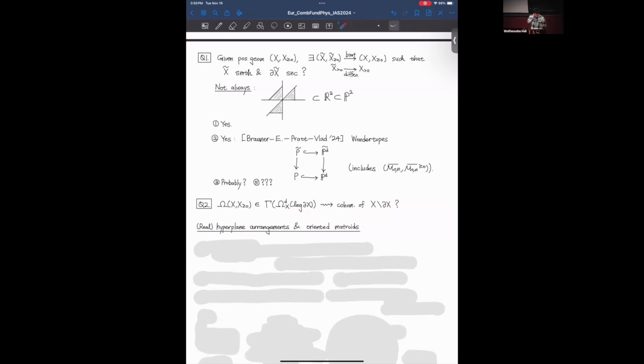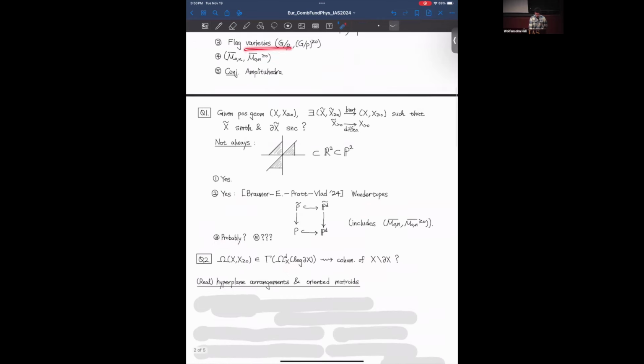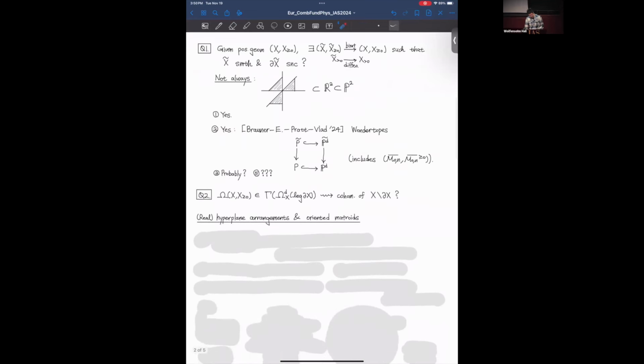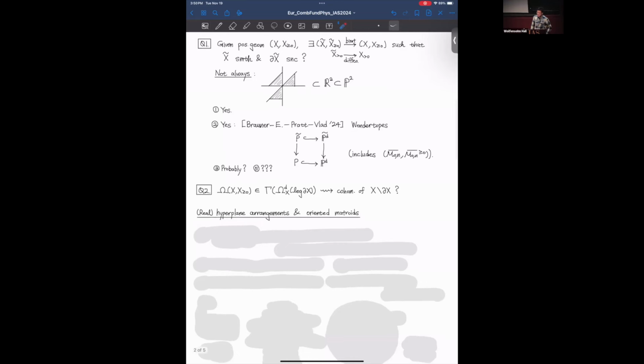And presumably one can run these kinds of questions and thoughts for instance on this example of flag varieties. But today I will only focus on possibly the easiest case, which is hyperplane arrangements, which has appeared already in many talks. So let me set up some notation. Oh, but before I do, any other questions? So now we'll just focus on the regions, in other words, polytopes that come from hyperplane arrangements.